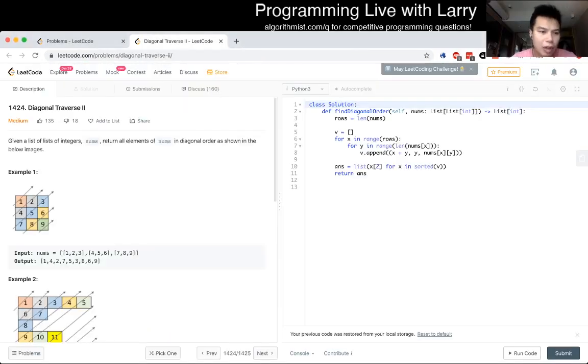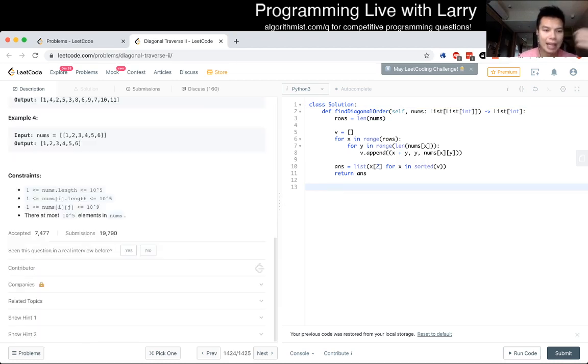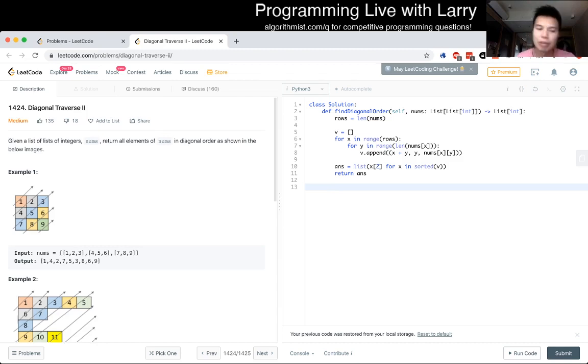Diagonal Traverse 2. So the idea that I had here, and some of this is experience, is that, given all these diagonals, you know that there'll be at most n numbers where n is 10 to the 5th, which is 100,000. So I am going to be able to get away with an n log n algorithm. And that's what I did here by doing sorting.